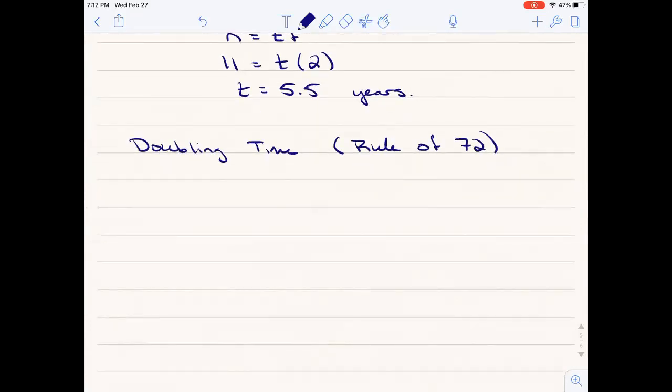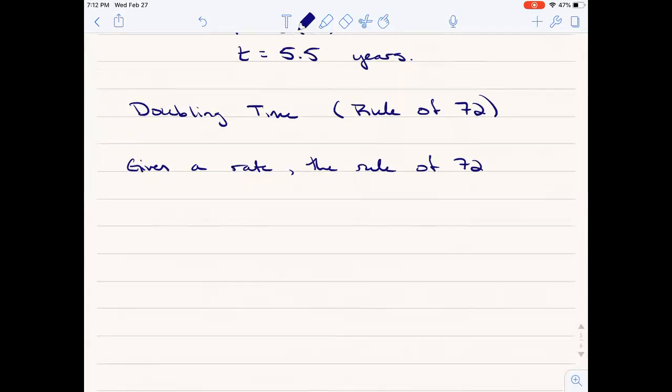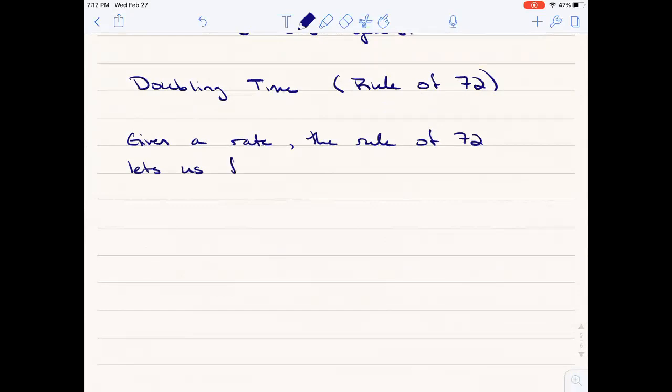So, given a rate, the rule of 72 lets us find a quick approximation for the doubling time.